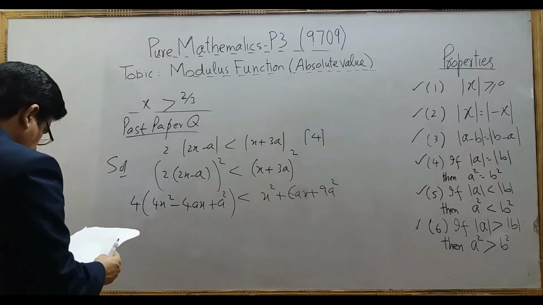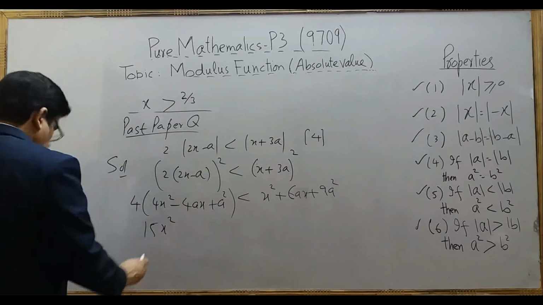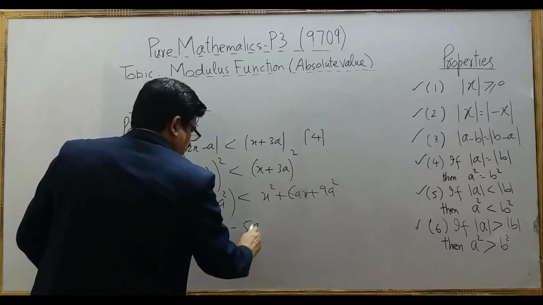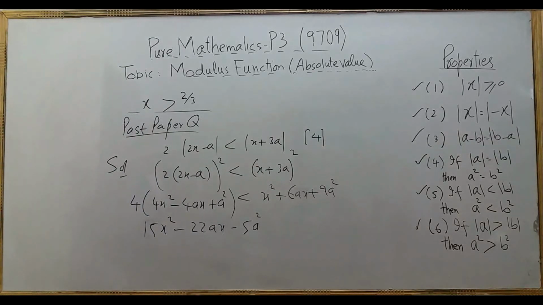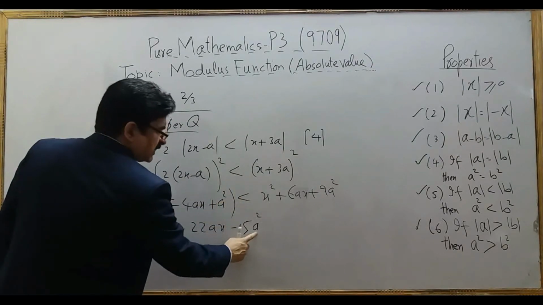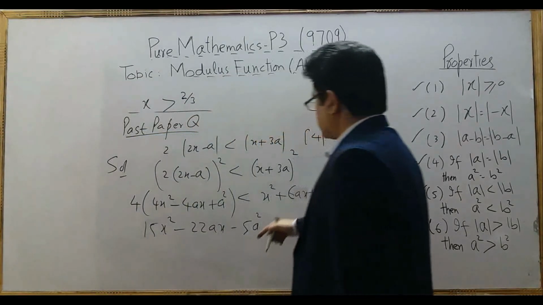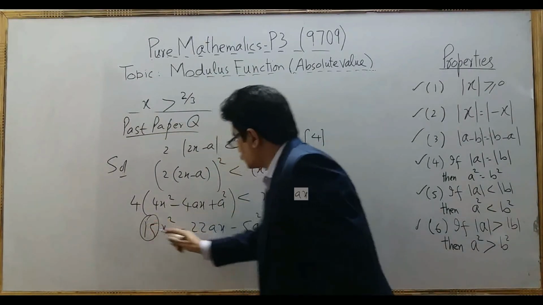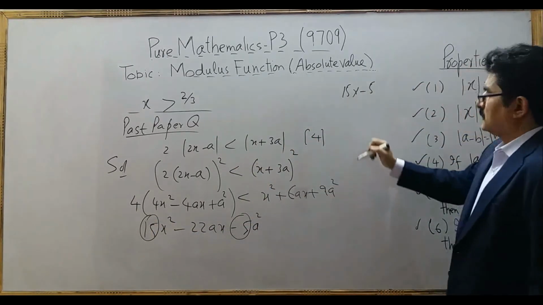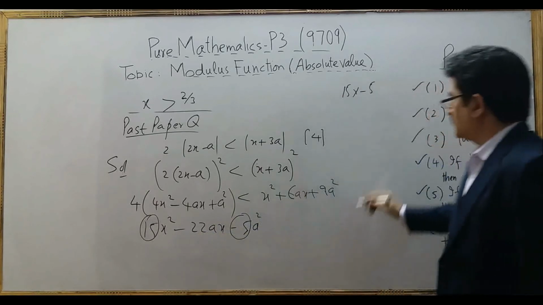On simplifying this equation, you will get 15x square minus 22ax minus 5a square. Now you can say that it is double quadratic. It is quadratic in x, it is quadratic in a, because power of a is also 2, it's double quadratic. How will you factorize it? The method of factorization is that you multiply the coefficient of x square with minus 5.